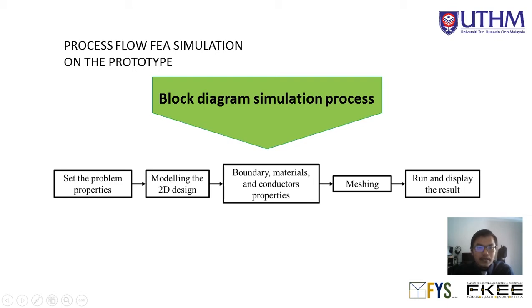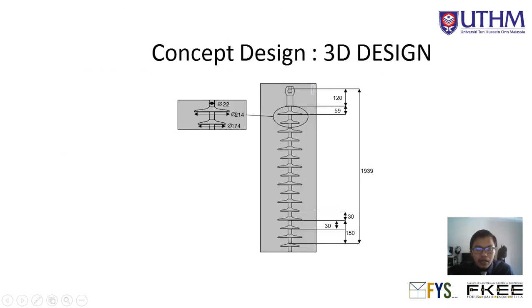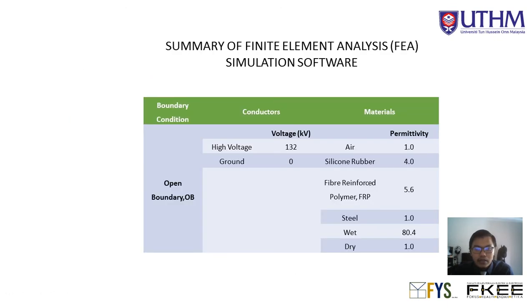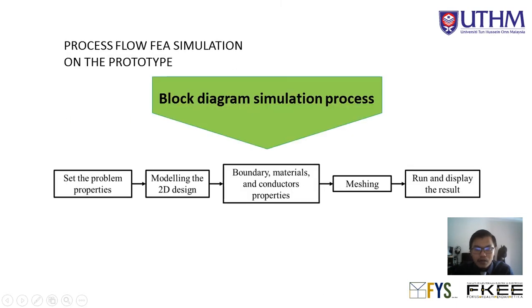We draw by the correct sizing, and then we set the boundary, the material, and the conductor properties, based on the values we set here. After finishing all the settings, the material, conductor, and boundary, we mesh the 2D design, and if it is successful, we can run and display the result of the electrical field and voltage field.